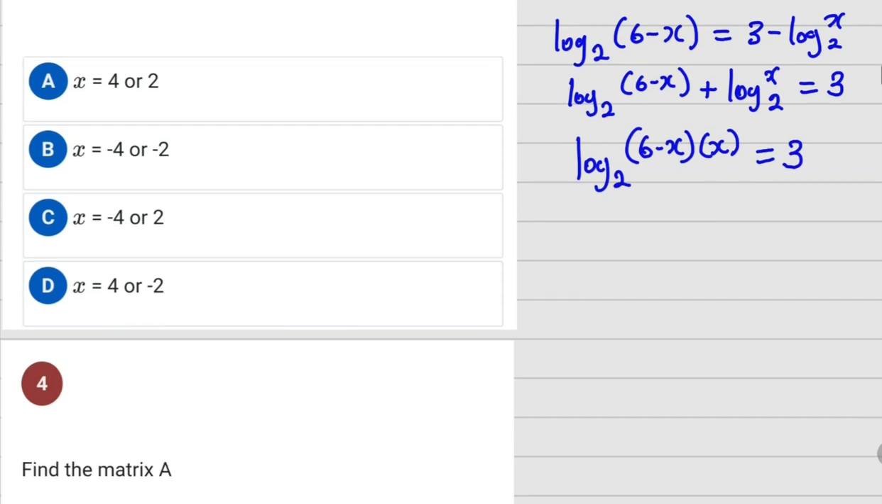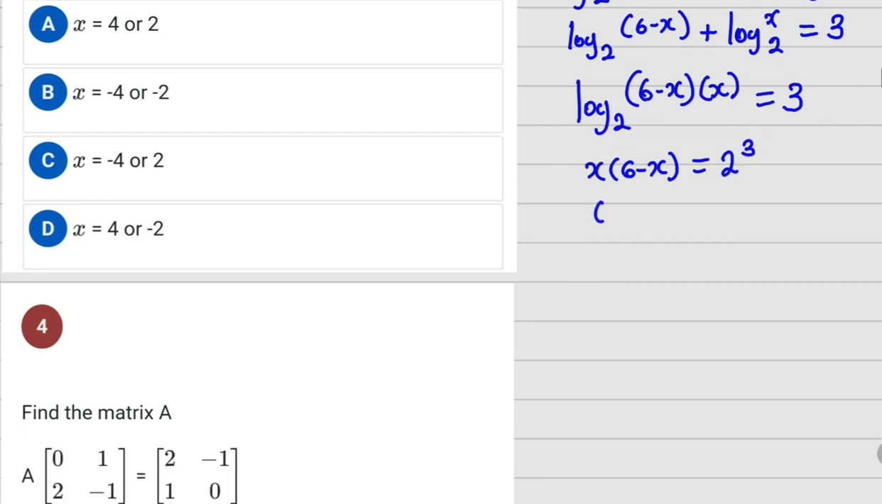Now, recall that from the definition of logarithms, if I have log of x base y equals n, then it means that y raised to power n equals x. You remember this. We use this to change indices to logarithms and logarithms to indices. Since we know this, we will now go further to work our question. Now this is going to be x into 6 minus x equals 2 raised to power 3, which is 8. So we are going to have 6x minus x squared equals 8.